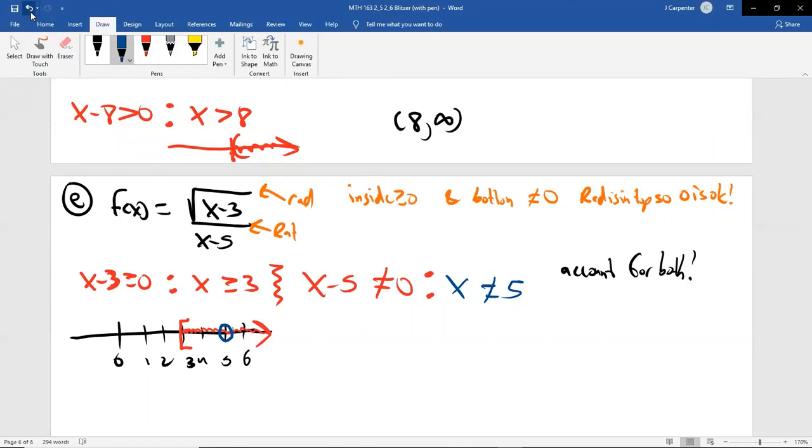So the interval notation for this one would start at 3, it would go up to 5, parentheses because we're skipping it, union, world's tiniest hop over it, so we pick back up at the 5 on the right side and go to infinity. That is our answer.